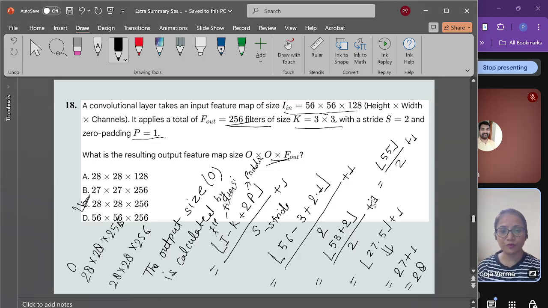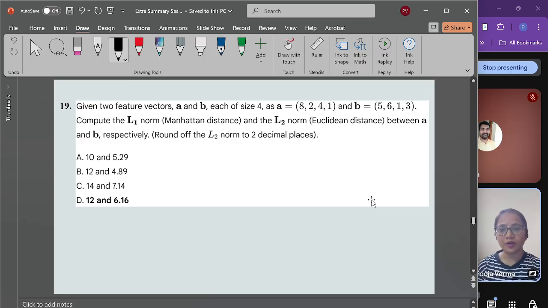No, I think so. Moving to our next question. Now our next question is: given two feature vectors A and B, each of size 4. A is given as 8 2 4 1 and B is given as 5 6 1 3. Now we need to compute the L1 norm, the Manhattan distance, and the L2 norm, the Euclidean distance, between A and B respectively, and round off the L2 norm to two decimal places. So already we know how to calculate the Manhattan distance, which is also used for the L1 norm, and the Euclidean distance. The points are given.